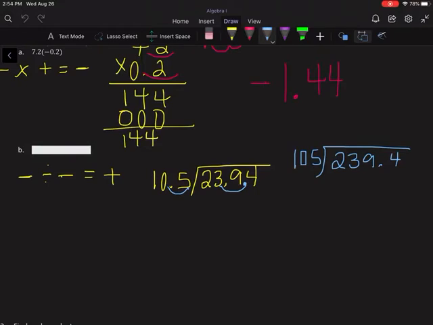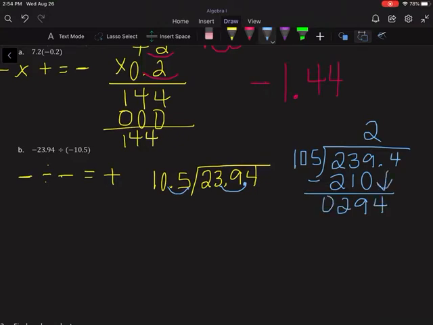Sorry. So 105 times 2 is 210. So 2 there. And then we have 210, and then we subtract that. Bring down the 4. I'm moving that decimal up. Again, how many times does 105 go into 294? Twice, again, because if we went 3 times, that would be 315, right?